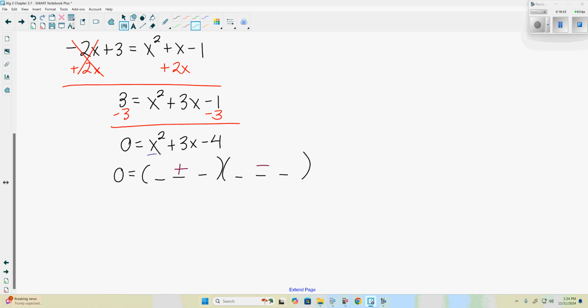And we look at the factors of the first and third term. The only factors of x squared are x and x. Now our factors of 4 are 1 and 4, or 2 and 2. Which one do we want to try first? 1 and 4. Which one? 4 goes first. 1 goes second.